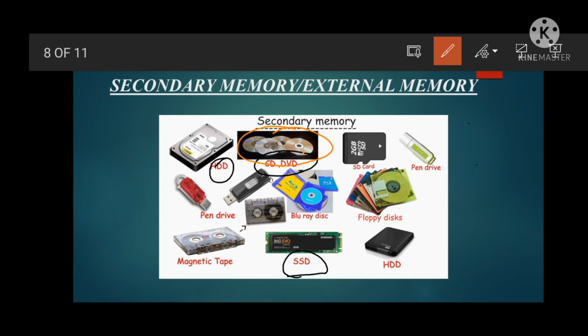So the next one is SD card. We use this in our daily lives, right? It's a type of memory card which is used in digital cameras and other portable devices. We also use it in our mobile phones. The full form of SD is secure digital cards. SD card, secure digital cards.